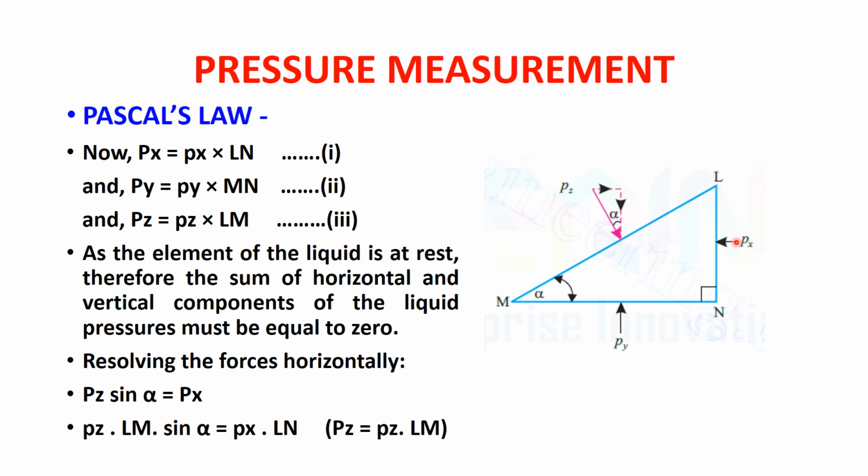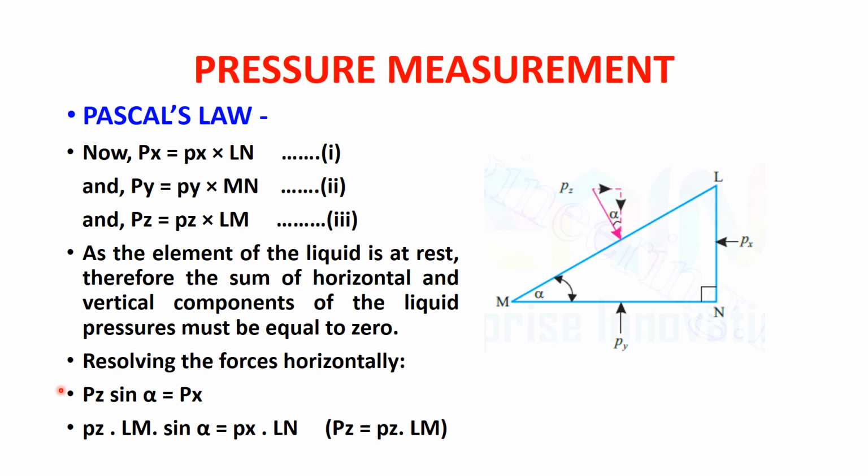So what we have done is writing it as minus and equal to 0. The first equation will be like this: positive because it is going in the right hand direction, so Pz sine alpha, and Px is going in the left hand side, so it should have been minus Px is equal to 0. So this minus Px will come to the right hand side, and therefore we will get the equation Pz sine alpha is equal to Px.